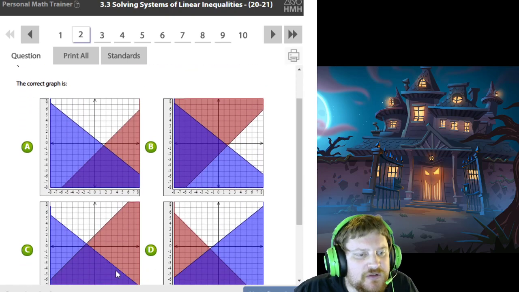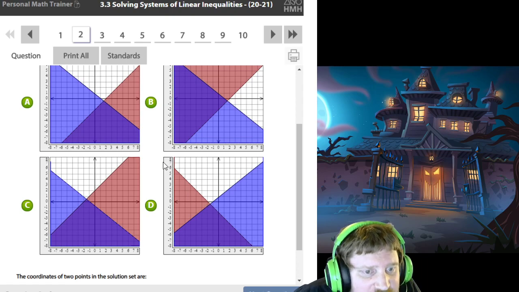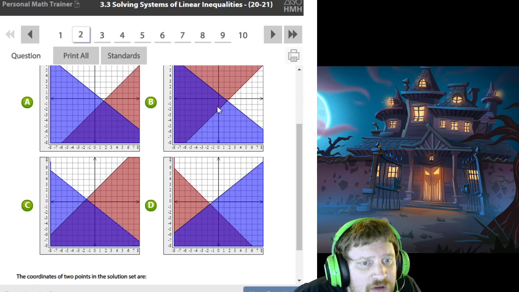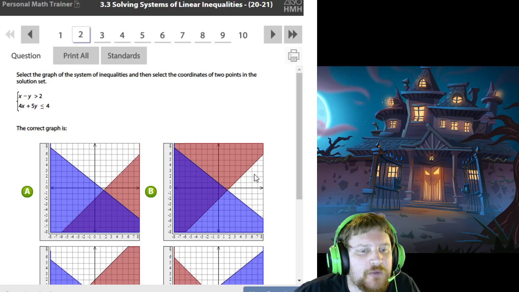-x minus 2. Actually, that's not -x minus 2. This is the only one that's -x minus 2. This is positive x minus 2. This is positive x minus 2. I subtracted over. No, I'm sorry. This is supposed to be positive x. I'm going crazy. So we have y is less than x minus 2.